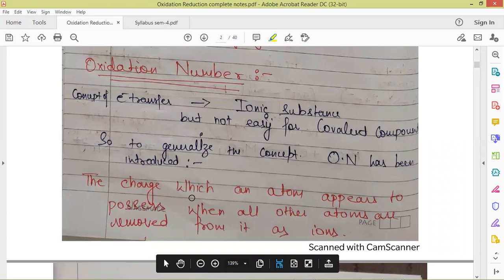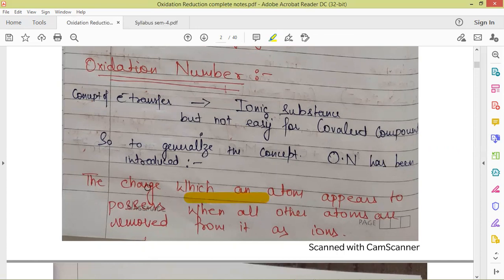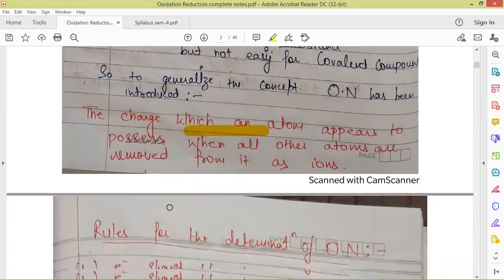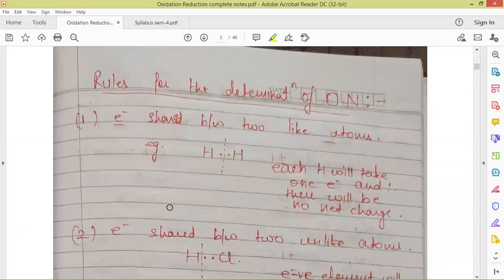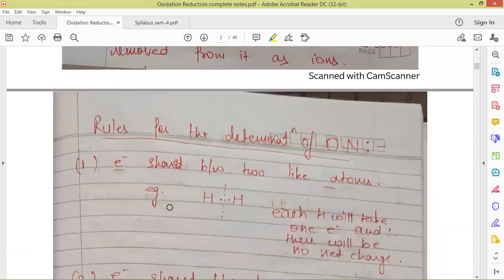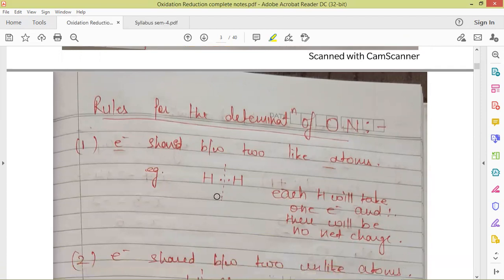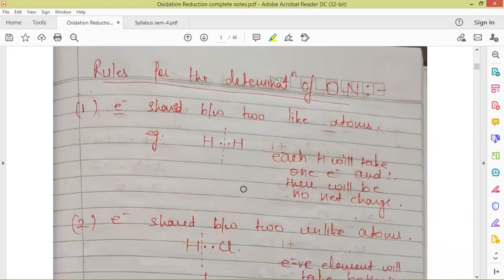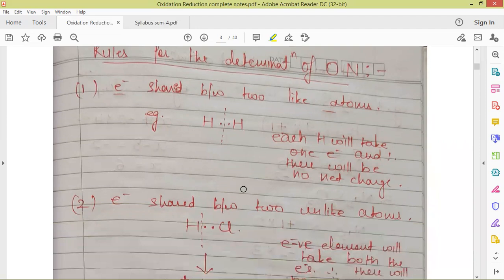Let us see the definition in detail with an example. Let us have a view of the definition again. This is the charge which an atom appears to possess when all the atoms are removed from it as ions. There are some rules for the determination of oxidation numbers. The first rule: whenever electrons are shared between 2 like atoms, whenever there is a molecule of 2 like atoms, here is an example of H2, each hydrogen will take one electron with itself and there will be no net charge on any of them.